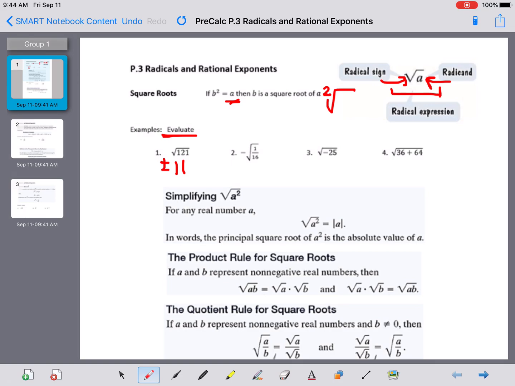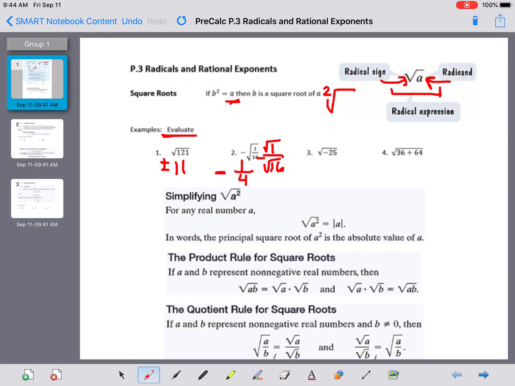Okay. On number 2 here, I have negative the square root of 1 over 16. Remember, when you have a fraction inside of a square root, you can separate it, square root of 1 over the square root of 16. And that negative can hang out front there. Square root of 1 is 1, square root of 16 is 4, and the negative stays out front.